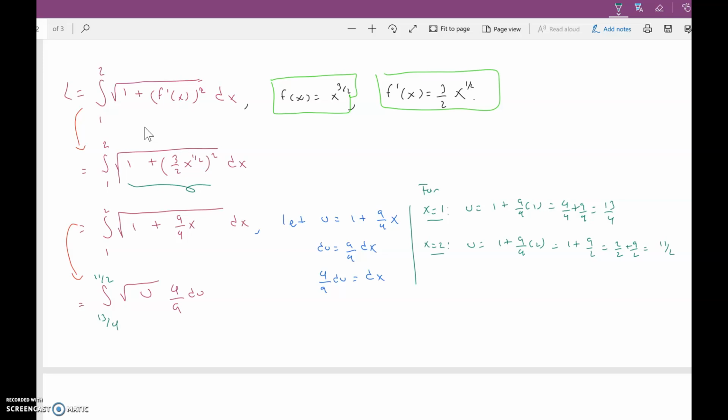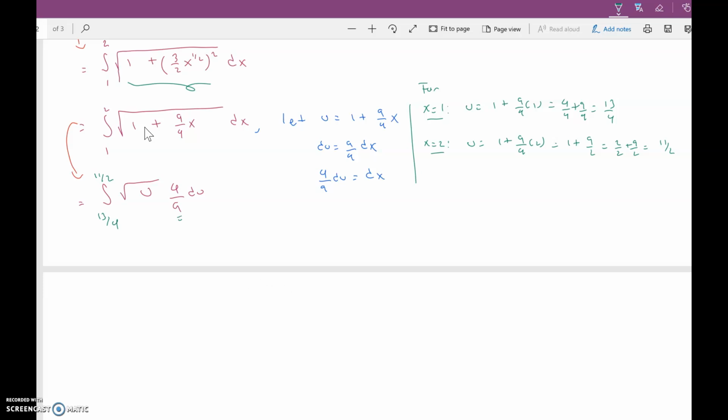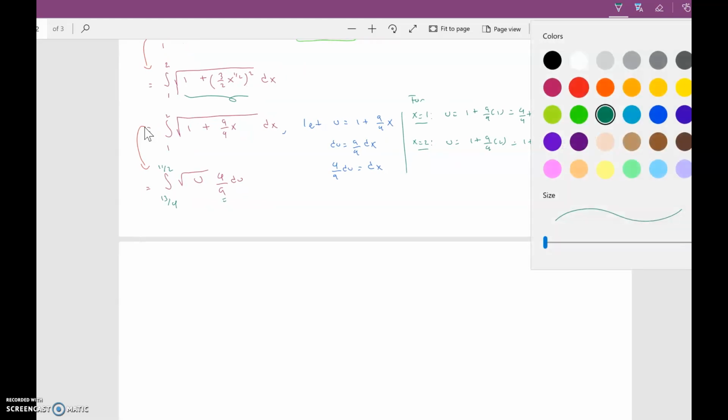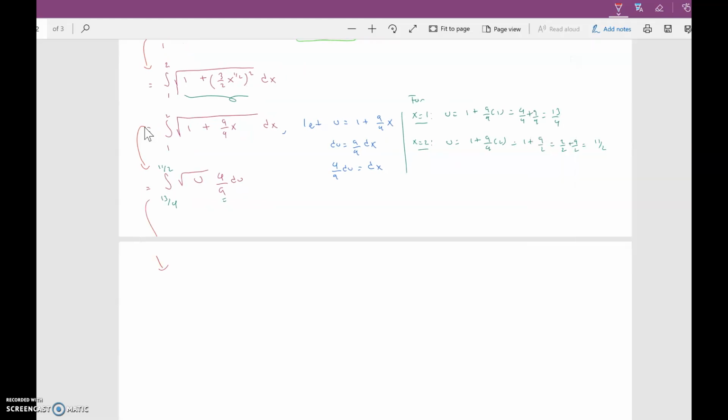Okay, I think we're good. So it's going now from 13/4 to 11/2, and let me get rid of that constant, just pull it on the outside, and let me move the whole problem to the next page. So this integral happens to be 4/9 integral from 13/4 to 11/2 of the square root of u du, which is going to be equal to a mess once we plug it in. So all I want you to do is evaluate and then give me a decimal approximation.